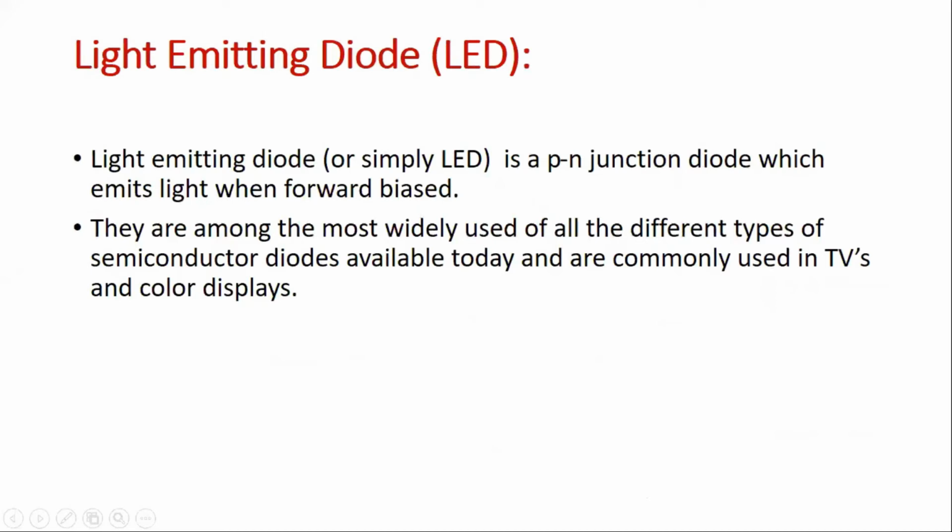So then next one is light emitting diode. Very interesting, simple one, but it has a very wonderful mechanism here. So a light emitting diode is again a PN junction diode which emits light when it is forward biased. They are among the most widely used of all the different types of semiconductor diodes available today and are commonly used particularly in TVs and color displays, etc.